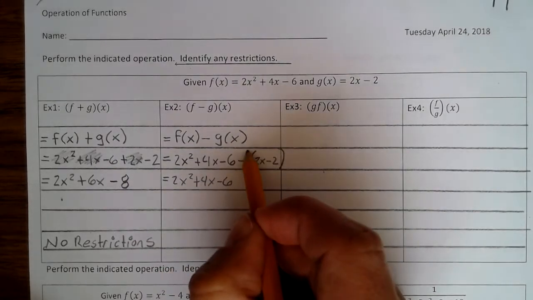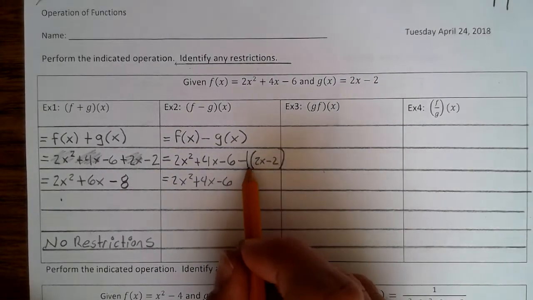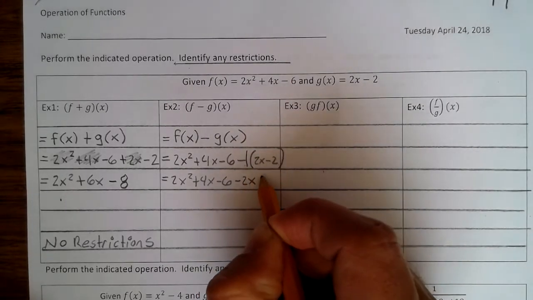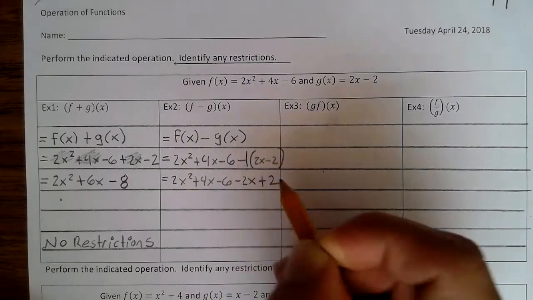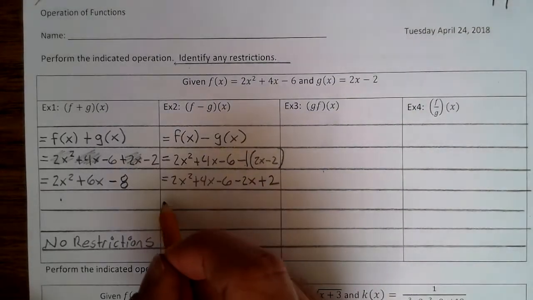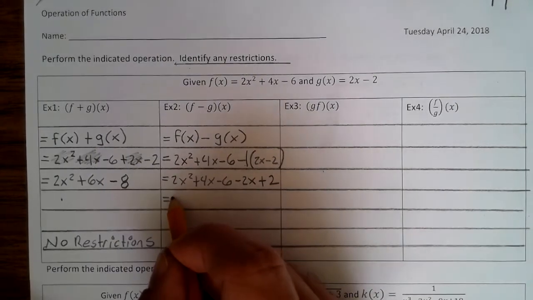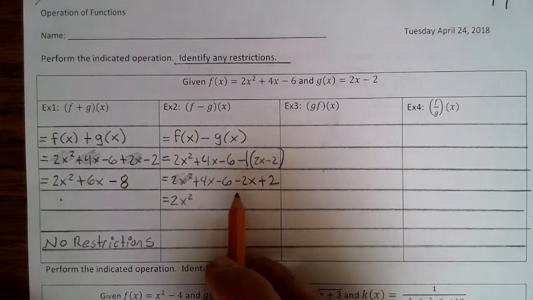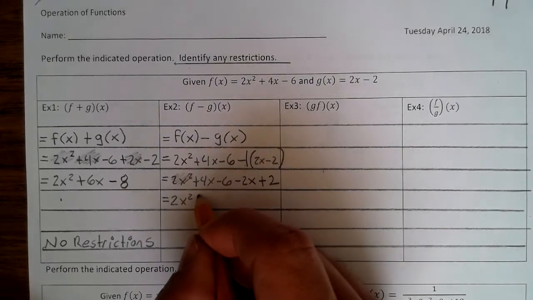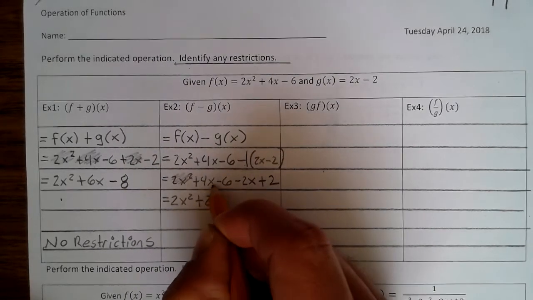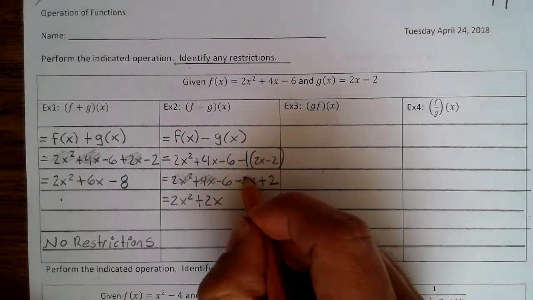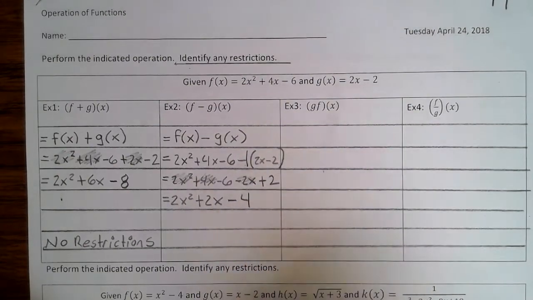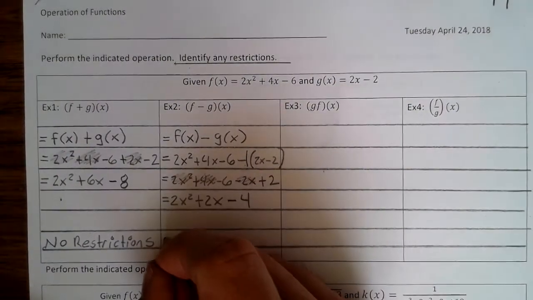All right, we're distributing a negative 1 to both terms. So negative 1 times 2x is negative 2x. And then negative 1 times negative 2 is a positive 2. Okay, so now we combine like terms. There's nothing to combine with 2x squared. Now we combine the x's. So 4x minus 2x is plus 2x. And then negative 6 plus 2 is a negative 4. There's no denominator, so there's no restrictions.